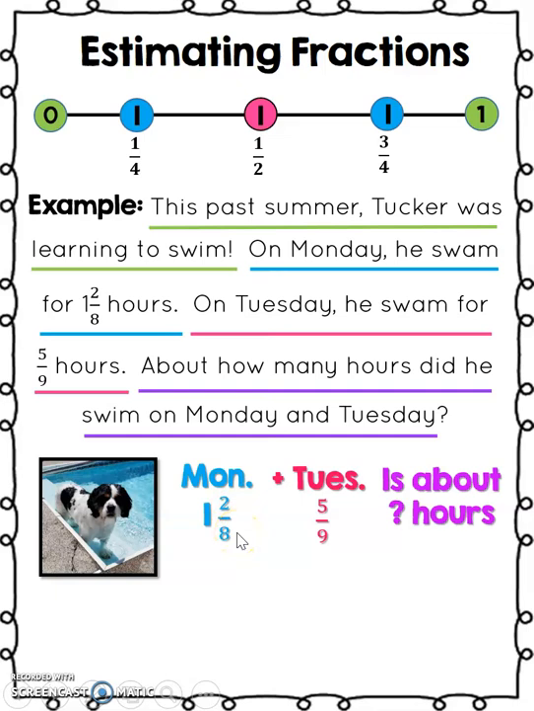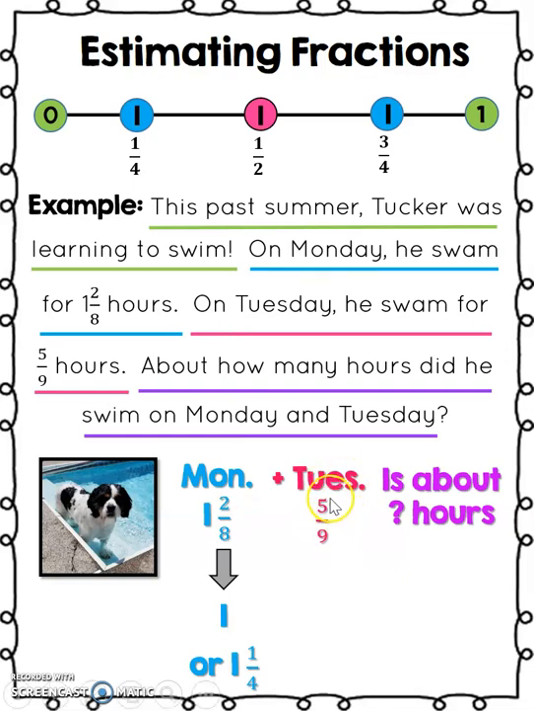2 and 8 are kind of far apart from each other, so I could either round that down to be equal to 0, or you might have recognized that 2/8 was equal to 1/4. So Monday is about 1 hour, or you could say about 1 1/4 hours of swimming time. Either one of those would be acceptable.